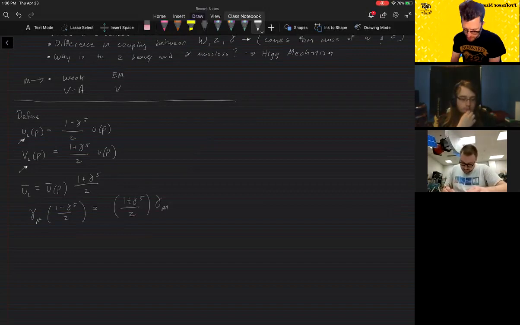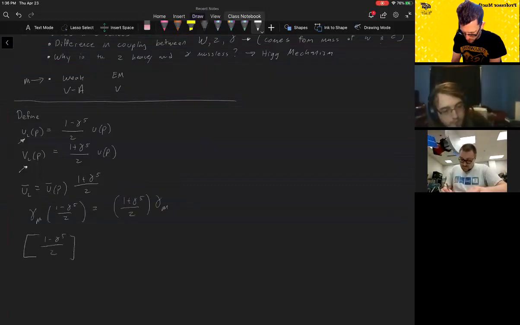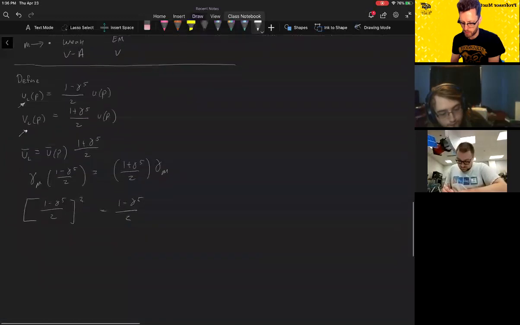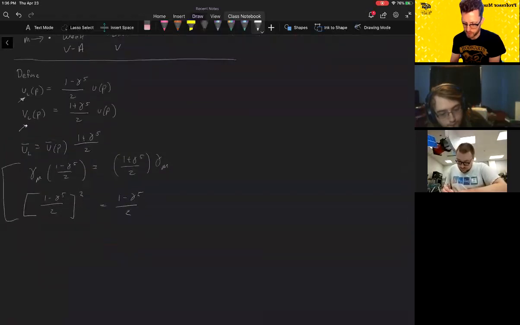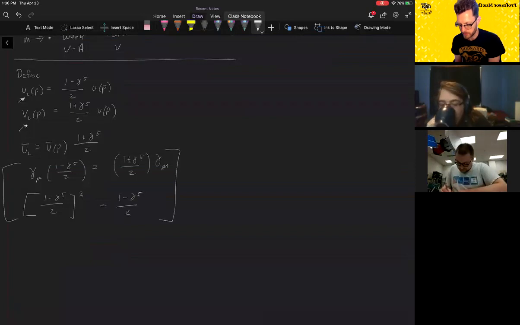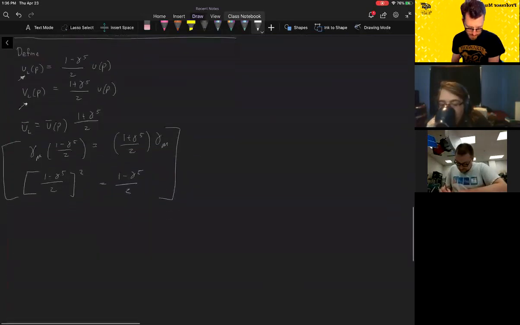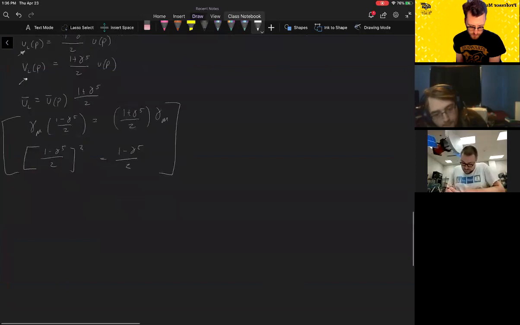And there's another relationship that's going to be important, that if you calculate ((1 − γ5)/2) squared, this is just (1 − γ5)/2. These are just mathematical relationships that you can find if you work through the vector algebra or the linear algebra on these. And so why is all that useful?